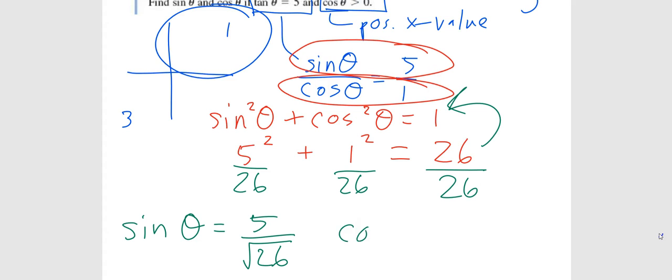What would the cosine of theta be? 1 over radical 26. No, folks, I'm not going to make you rationalize those. I'm more interested in you understanding how everything connects to the Pythagorean identity, what quadrant you're in, whether they're positive or negative.